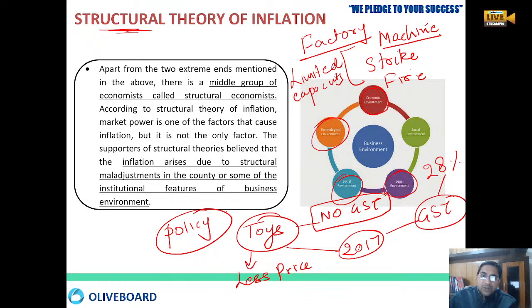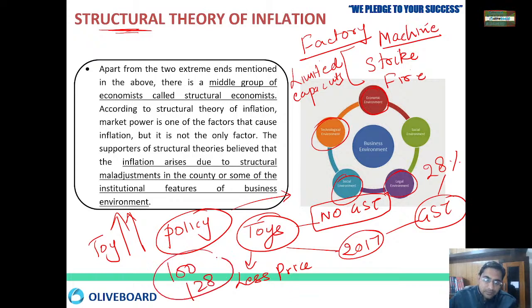So there is a sudden policy change. So what will happen? All of a sudden the prices of the toys will go up because now the taxes have increased, so the prices of the goods will also increase. Earlier, what you were getting at 100, now you will get at 128. The owner will not pay from that; the tax has to be paid by the public. So there is a sudden increase in the prices. So this again led to the increase in the prices. That is called the structural theory of inflation.